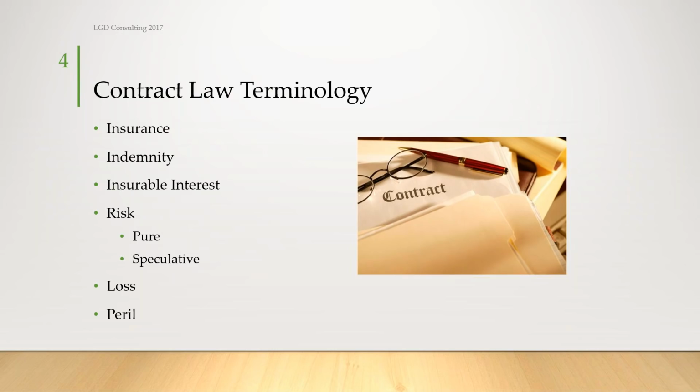Some other definitions. Definition of risk: look for uncertainty of a loss. There are two types of risk. We have pure risk, which is possibility of loss only, and speculative risk, which is possibility of loss or gain. That's like gambling. And in insurance, we do not insure speculative risk. We can insure pure risk because you could suffer loss, but we will not insure speculative risk because you may get a gain. And if you can get a gain out of insurance, we will not issue the policy.